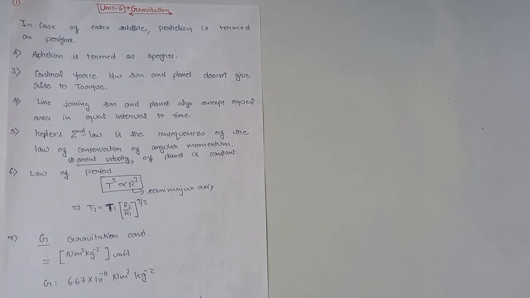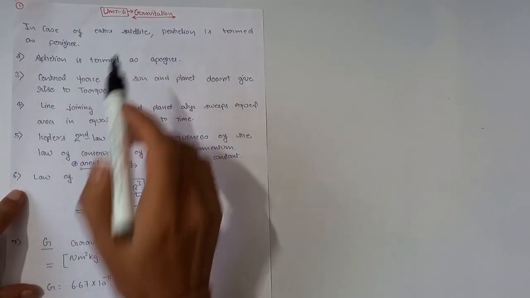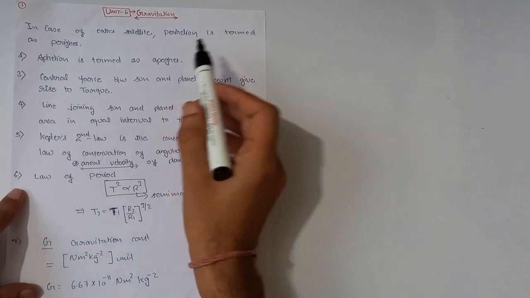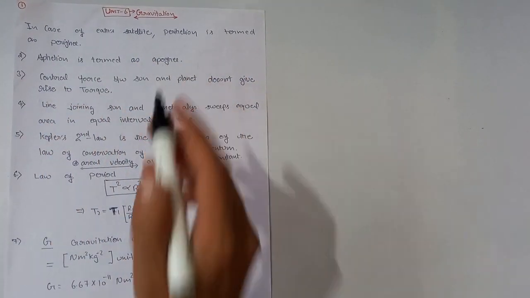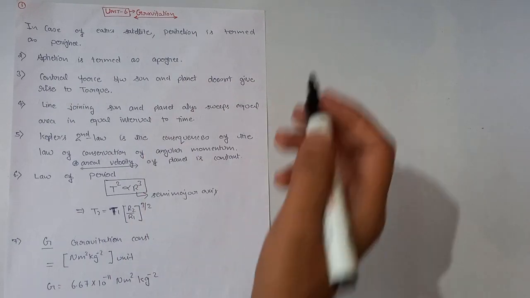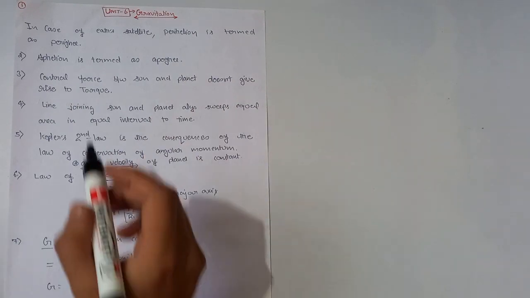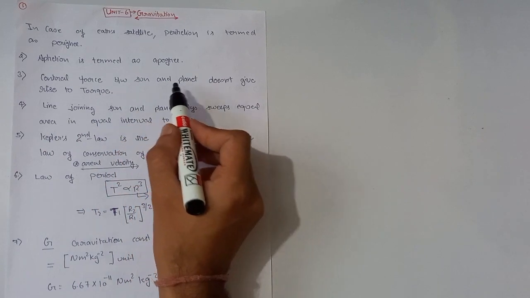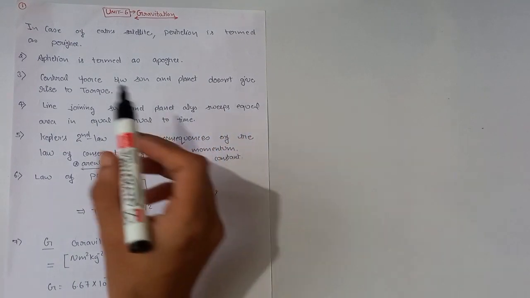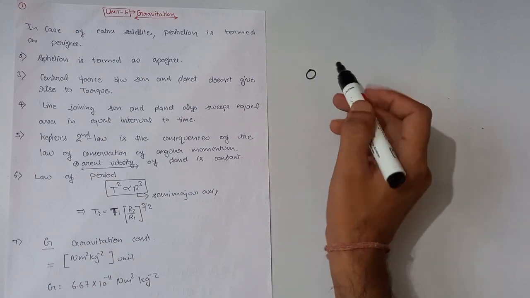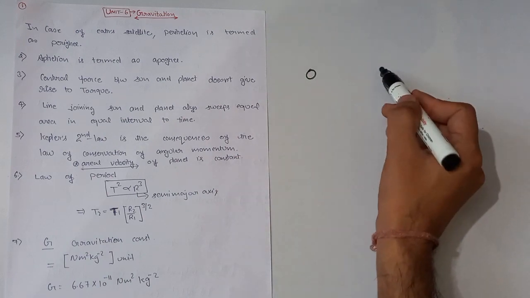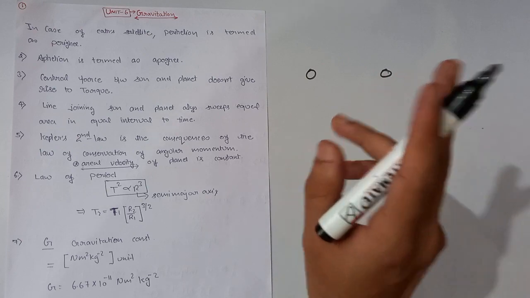Our first key point is, in case of Earth satellite, perihelion is termed as perigee and aphelion is termed as apogee. Our next important key point is, central force between sun and planet does not give rise to torque. The central force between any planet and sun does not give rise to any kind of torque.